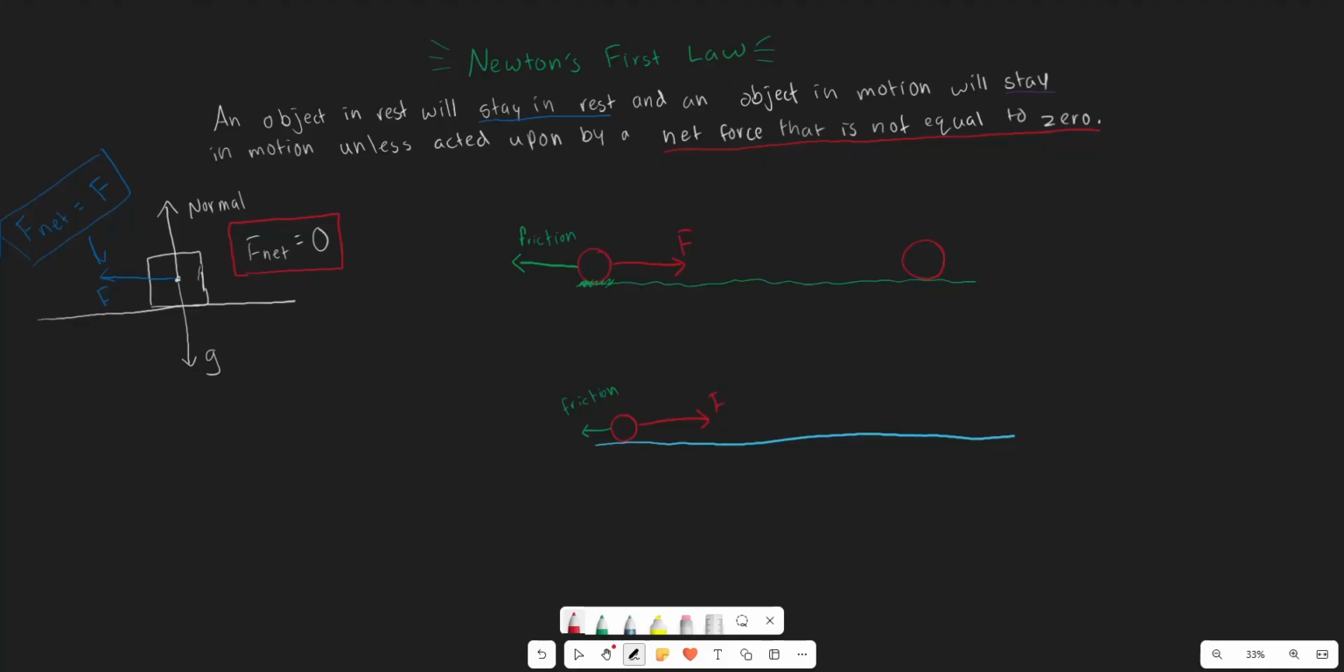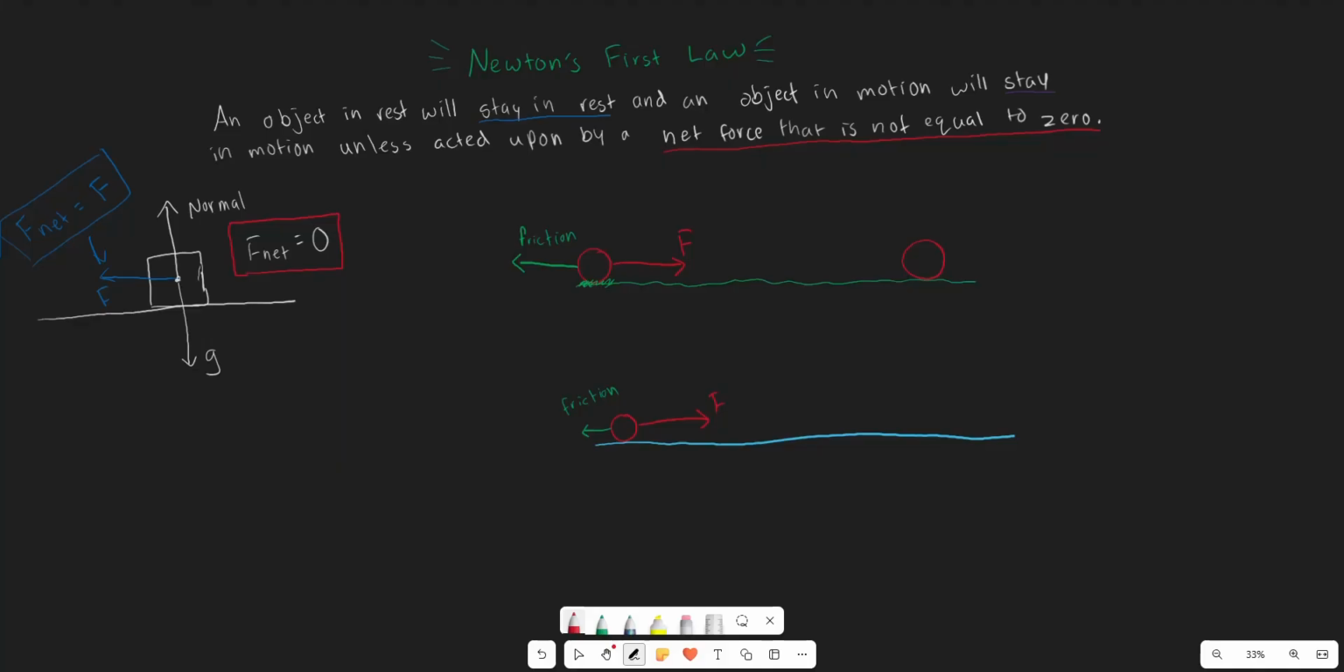Alright, so how do all of these examples relate to Newton's first law? Let's read it again, part by part. An object in rest will stay in rest unless acted on by a net force that's not equal to 0. Here, we have our object, but let's disregard the blue for now. We had our object and it was staying at rest, but then the man decided to push the block, the crate, to the left direction with a net force that was not equal to 0. That's the reason why it started moving.